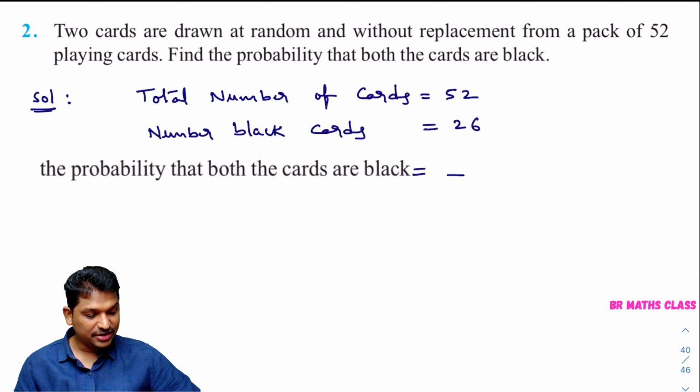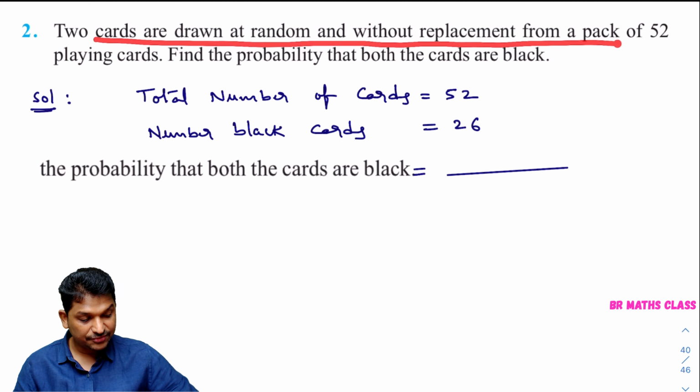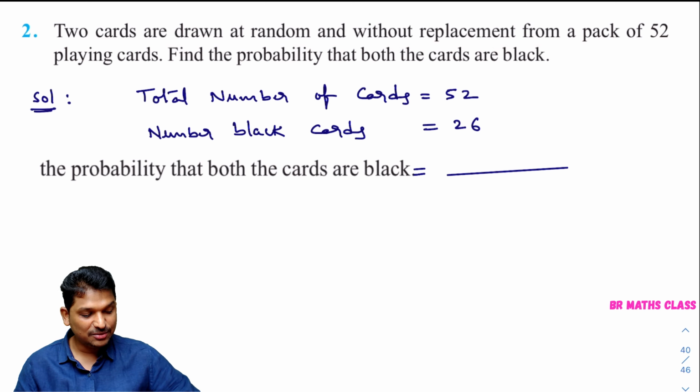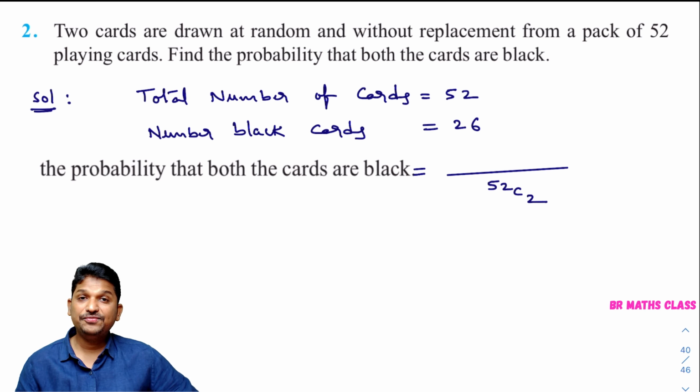Total number of results: if you draw two cards from a pack of 52 playing cards, then the total number of results is 52C2. In probability we learn these things, right? You will get 52C2 results. If you draw one card from a pack of 52 cards, you will get 52C1 results.